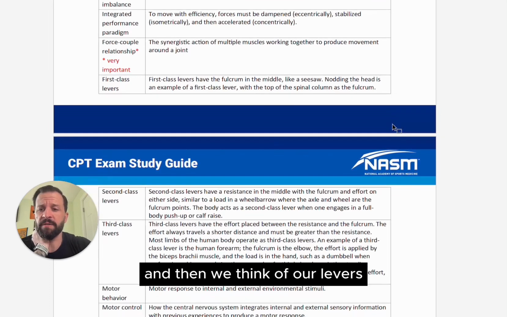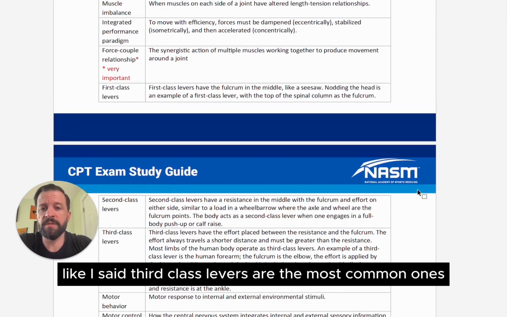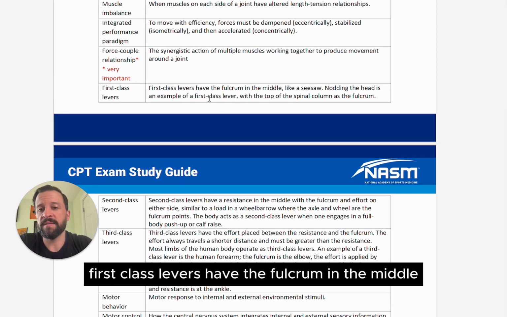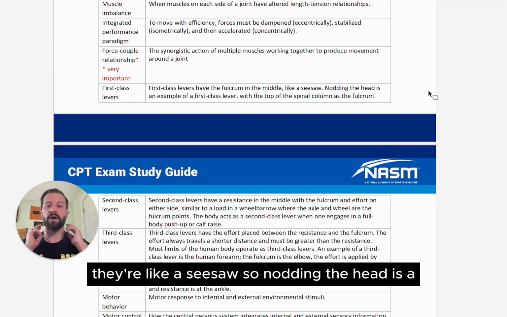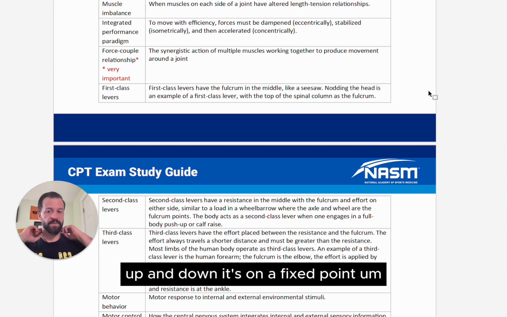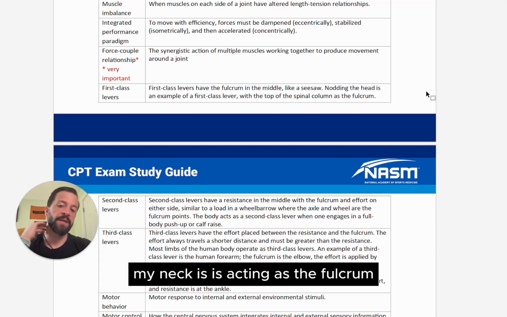And then we think of our levers. Like you said, third-class levers are the most common ones, but here are some easy ways to think of these. First-class levers have the fulcrum in the middle. They're like a seesaw. So nodding the head is an example of a first-class lever, just going up and down on a fixed point. I'm producing force upward and downward, and the top of the spinal column, my neck, is acting as the fulcrum.